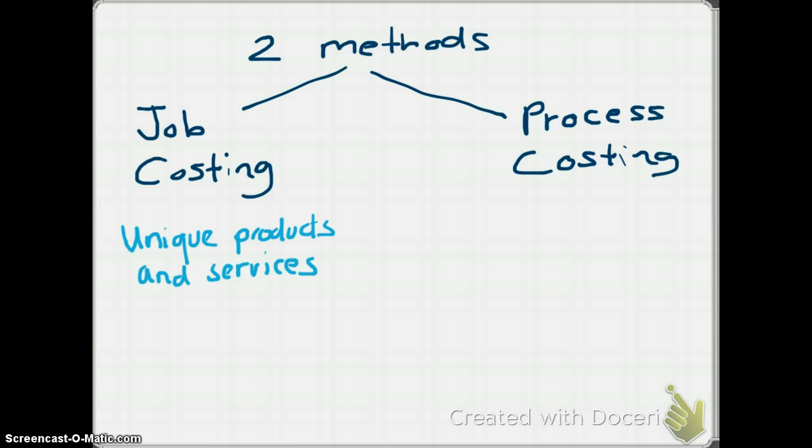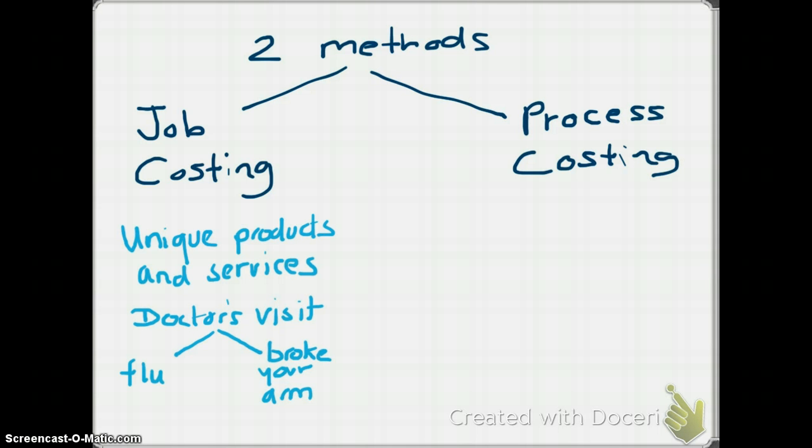For example, let's take a visit to the doctor's office. You could visit a doctor's office for many reasons. You could visit if you get the flu, or you could visit the doctor if you broke your arm. These two types of visits require different services. If you go for the flu, they'll probably do a flu test on you, write a prescription, and send you home. Whereas if you broke your arm, they'll have to take an x-ray, they'll probably have to set a cast, give you a prescription, and then send you home.